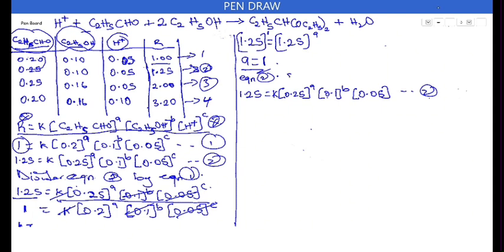Now equation 3. For equation 3, our rate that they gave us here is 2. So we have 2.00 is equal to, don't forget your k. We are still following our major equation. k, open bracket. The concentration of propanal for equation 3 is also 0.25, so that's 0.25 raised to power a. And the concentration of ethanol here is 0.16, so we have 0.16 raised to power b. And then for H plus it is still 0.05, raised to power c.